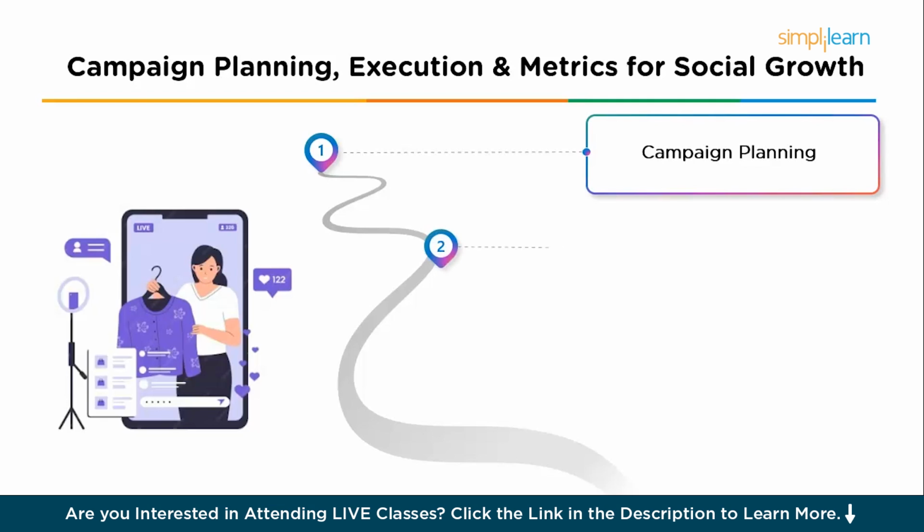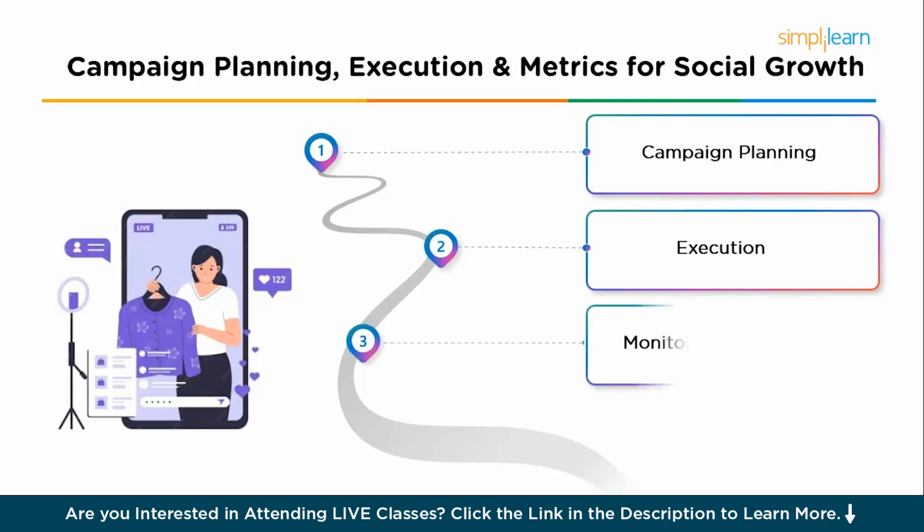And the second step comes execution. In this step, you will onboard the influencer. You will communicate your expectations with the influencer. You will create the content. You will do content creation. Allow influencer creativity while ensuring brand alignment. In this step, you will publish your content. You will coordinate timing for maximum impact and cross-channel promotion. You will do engagement. You will respond to comments. You will share influencer content. You will encourage community interaction.